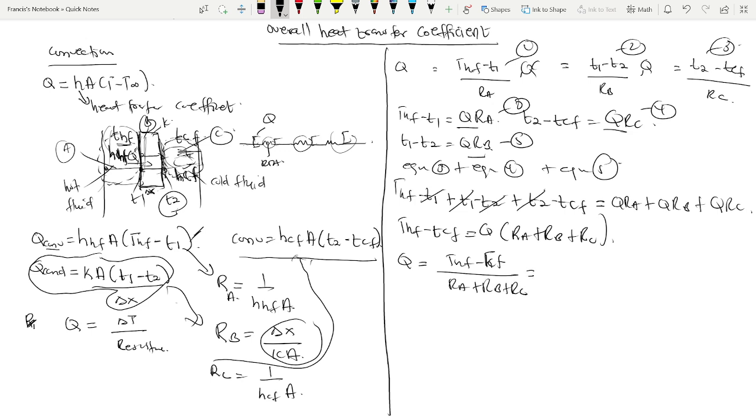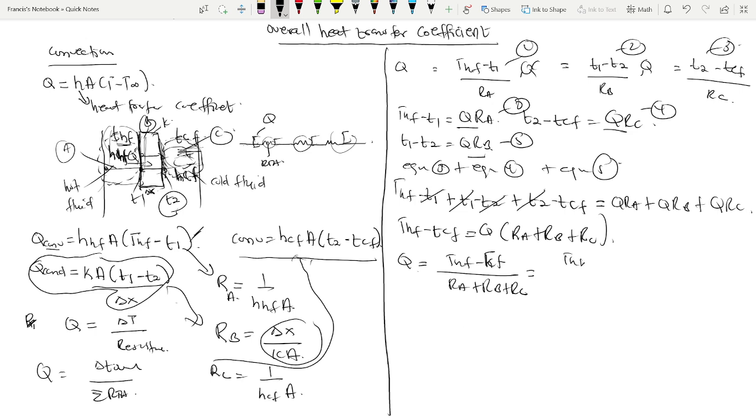So now let's put in our RA, RB, and RC. We could have done that straight away, because from our previous video we said that our Q will be equal to the overall temperature difference all over the summation of our resistances. And these are resistances, right? And overall will be from THF to TCF. So we could have written this straight away.